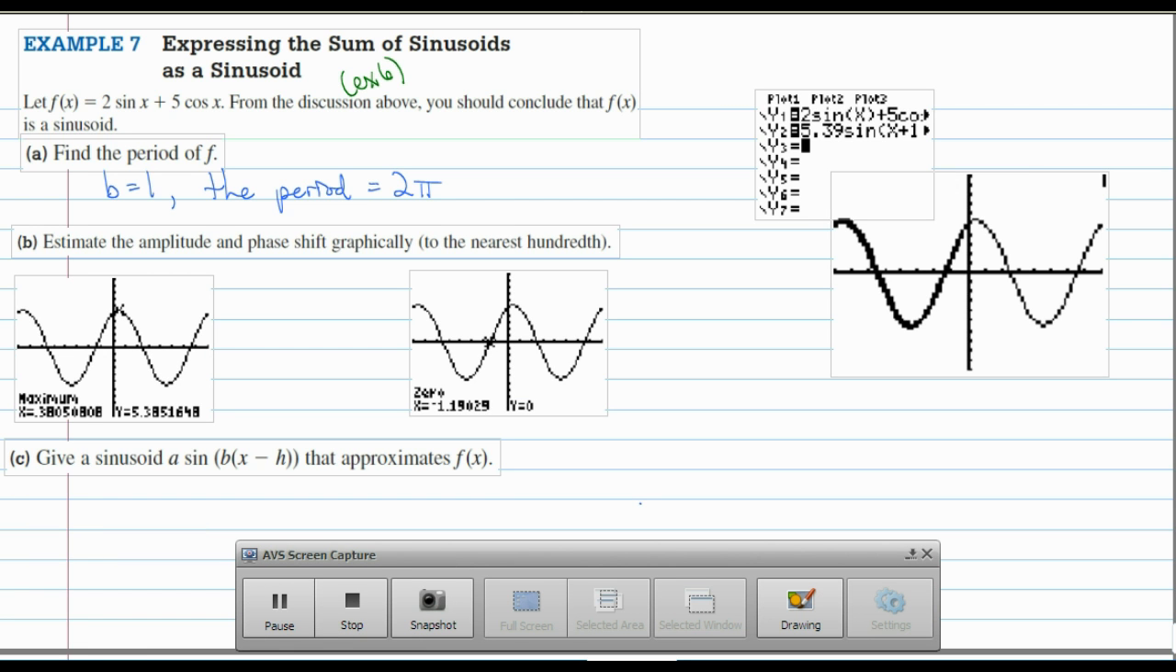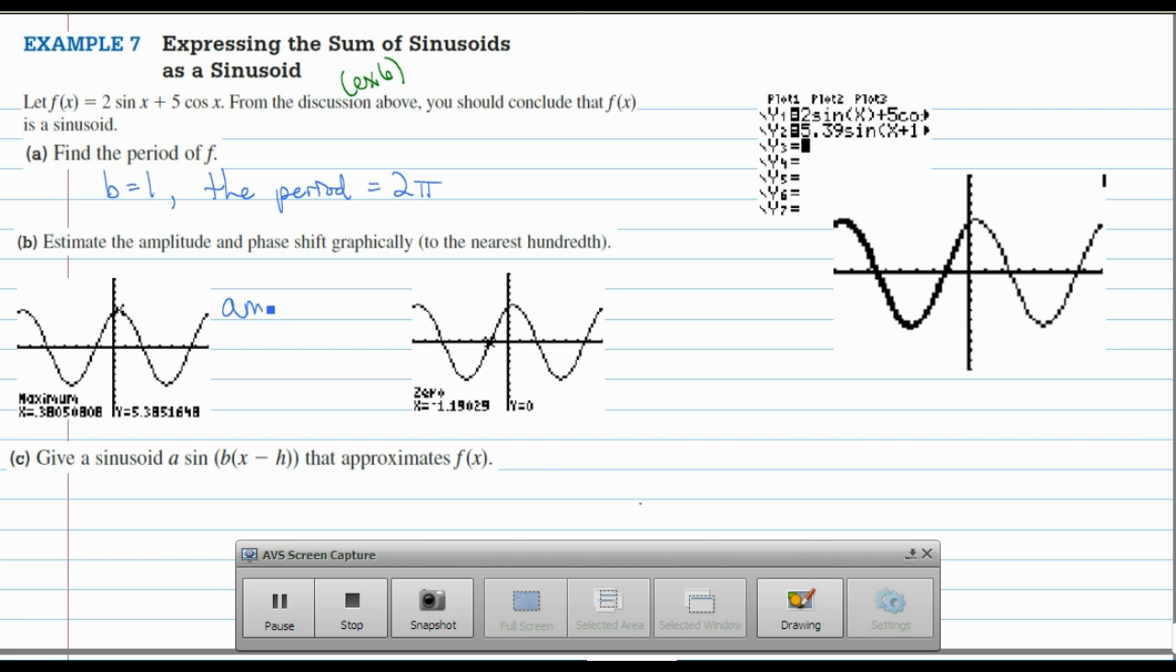In part B, it says estimate the amplitude and phase shift graphically to the nearest hundredth. So what I've done is I've found the maximum value of this sinusoid. I've graphed the sinusoid in my calculator and found the maximum value, which is 5.39. That is my amplitude. That is how far my sine curve, this sinusoid I'm trying to construct, has been stretched.